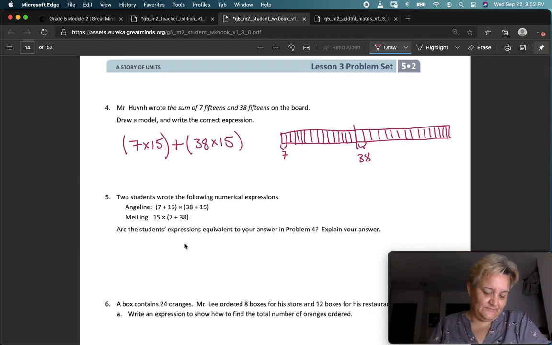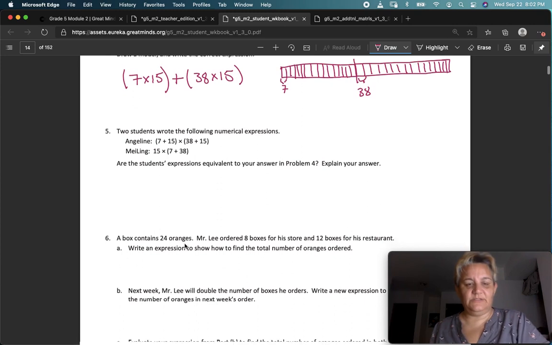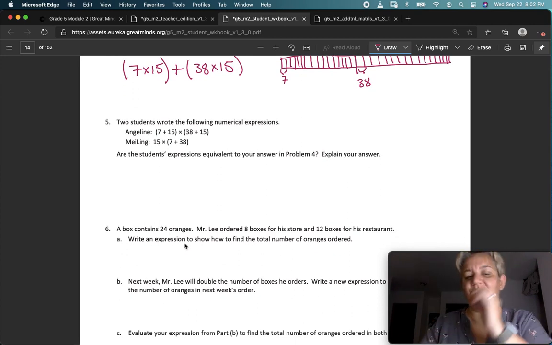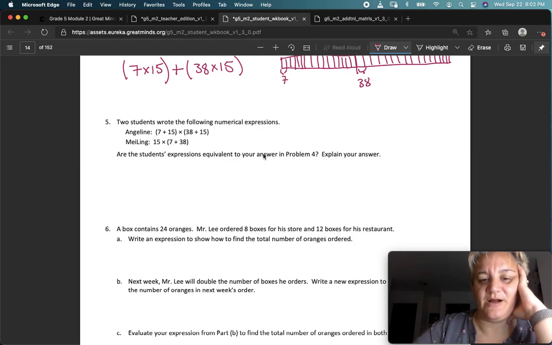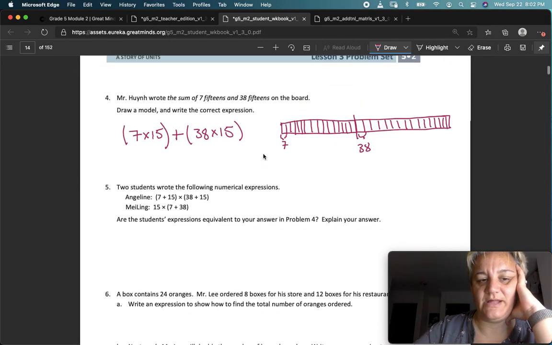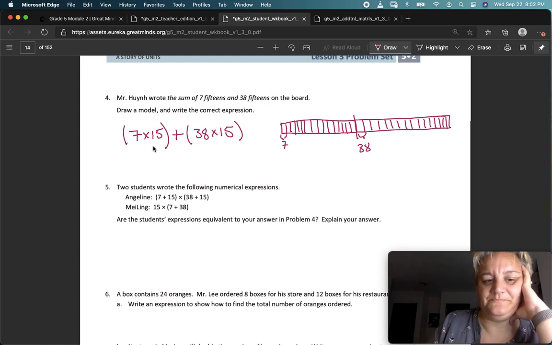Number 2. 2 students wrote the following numerical expressions. Angeline wrote 7 plus 15 times 38 plus 15. And Mei Ling wrote 15 times 7 plus 38. Are the students' expressions equivalent to your answer from problem number 4? Okay, so let's find our answer from problem number 4.